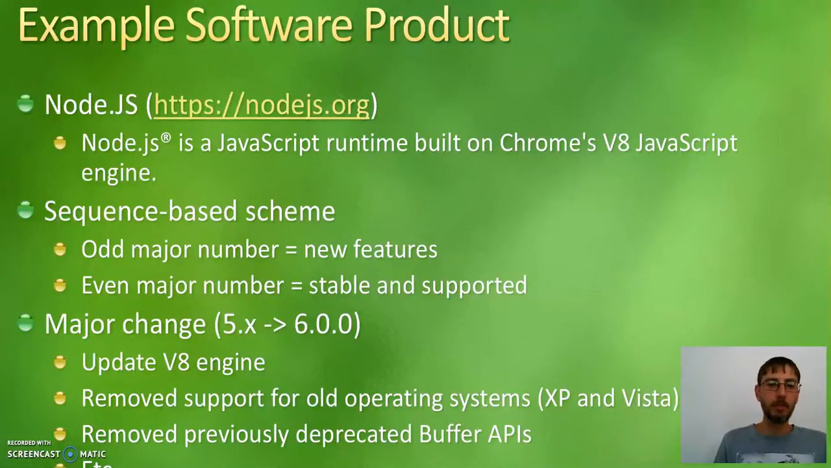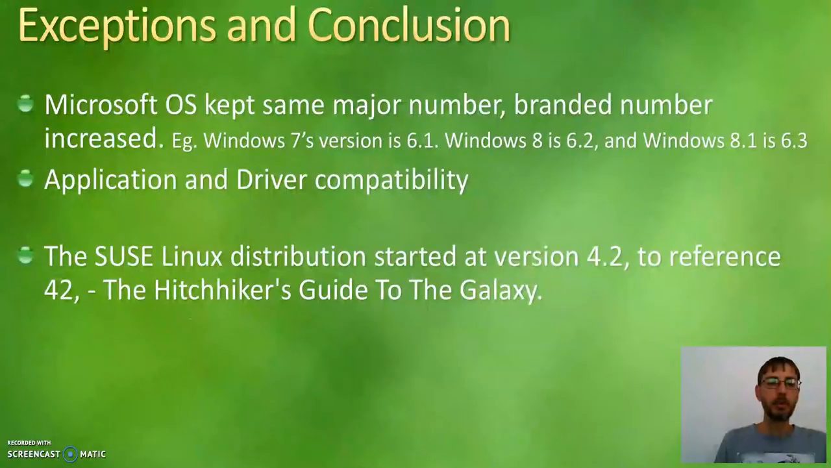So let's just wrap this up. Exceptions. Microsoft kept the same major number for a number of different releases: Windows 7, Windows 8, Windows 8.1, and they simply incremented the minor number. They did this to maintain application and driver compatibility. Also, a fun fact, the SUSE distribution skipped a number of versions and started straight at 4.2, which is a reference to the number 42, the answer to the universe from The Hitchhiker's Guide to the Galaxy.